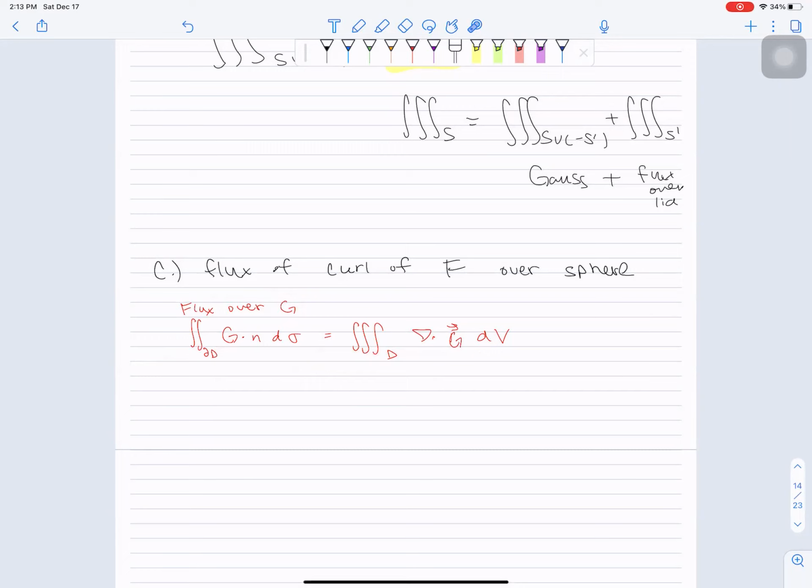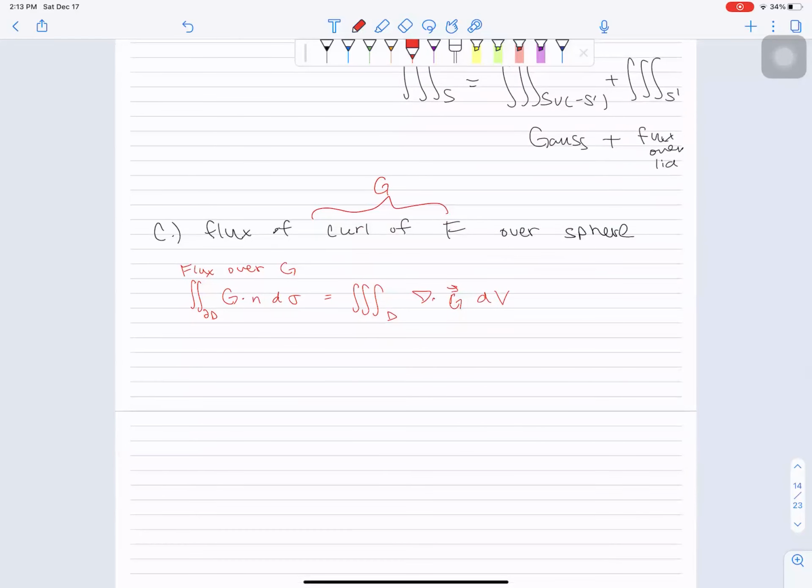Right now, we're trying to find the flux of curl of F. So imagine this whole thing, curl of F, let's call it G. That means we're trying to find the double integral of G, which we're considering as the curl of F right now: curl of F dot n d sigma, using the formula. So I'm substituting curl of F for G.